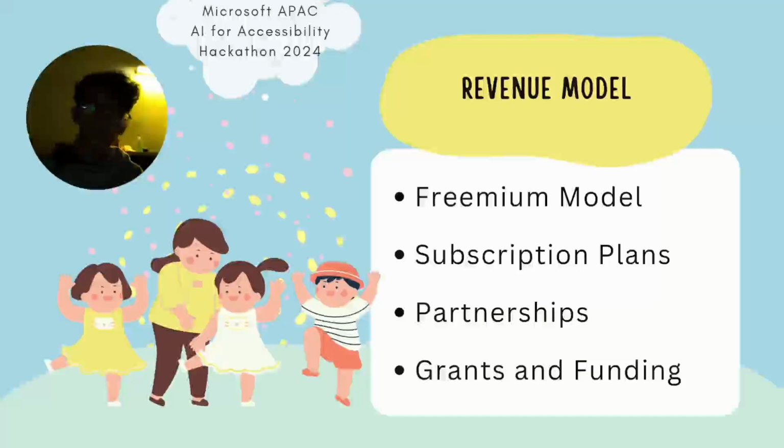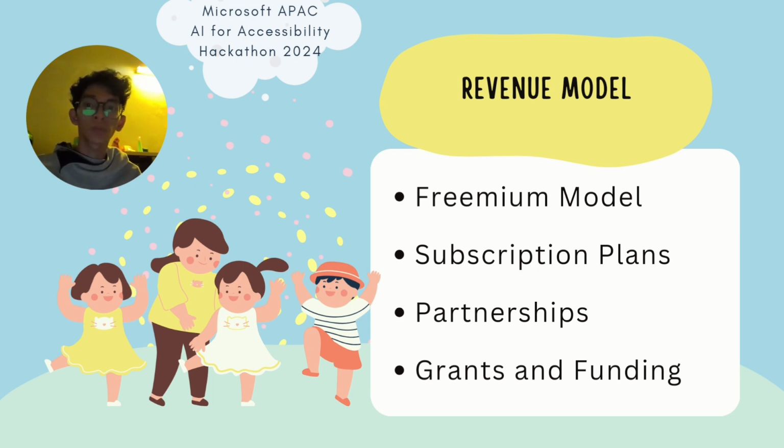Then we have partnership, where we're going to form strategic partnerships with educational institutes, healthcare providers, and autism support organizations, which is going to help us in co-developing and promoting ZIVA. Lastly, we have grant funding, where we're going to seek grants or funding from various sources. This includes applying for government initiatives as well as crowdfunding to support our system.